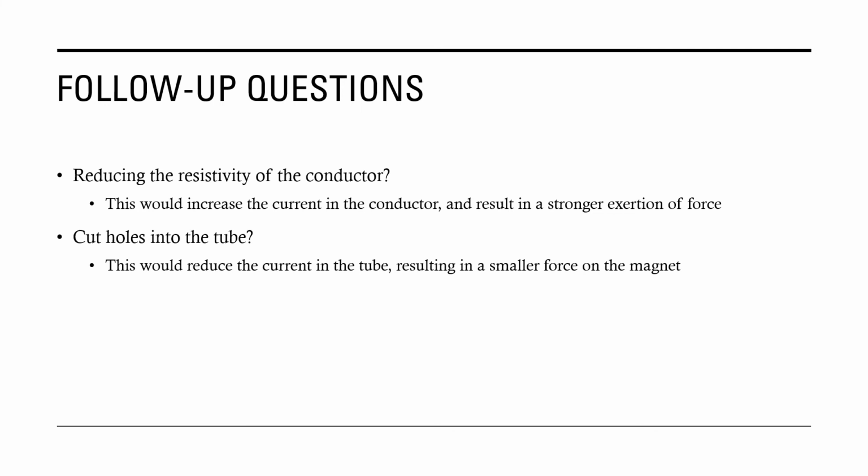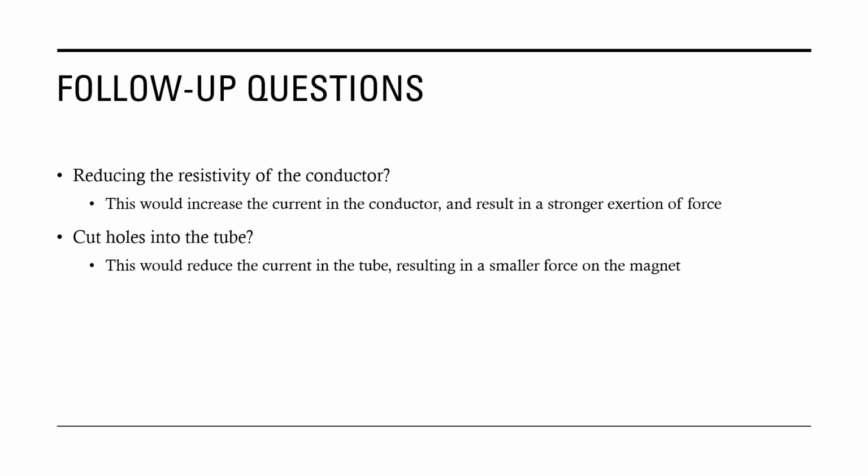This increased force causes the magnet to fall slower through the tube, so we would end up getting a longer and longer time. So if you were to reduce the resistivity to essentially 0, you could get the time to increase extremely. But now what happens if we were to cut holes into the tube?